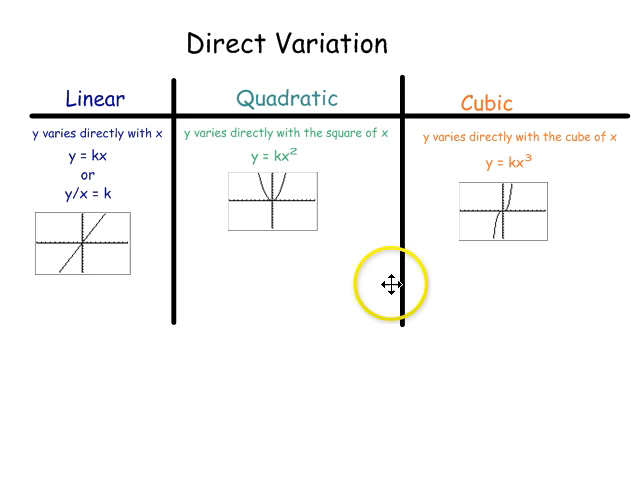And then the last type we talked about was cubic. This is when y varies directly with the cube of x. So we get an equation that looks like y equals k times x cubed. And then you get this cubic graph here. You'll notice that all of them involve multiplying the constant times x. What changes is whether or not it's x squared, or x cubed.